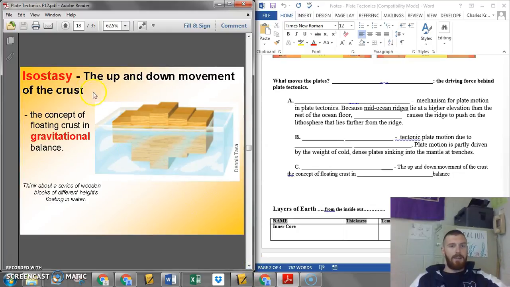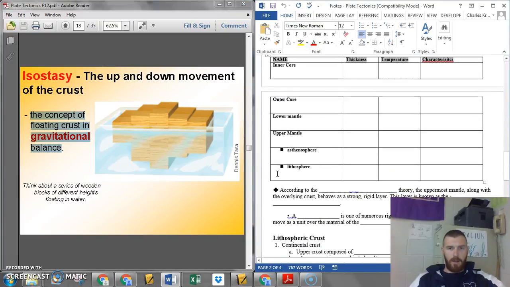And isostasy is the up and down movement of the crust, and is the concept of gradual floating crust over gravitational balance. Think about a series of wooden blocks here at different heights floating in water as they move across and push each other down. Okay, I'm going to keep moving here.